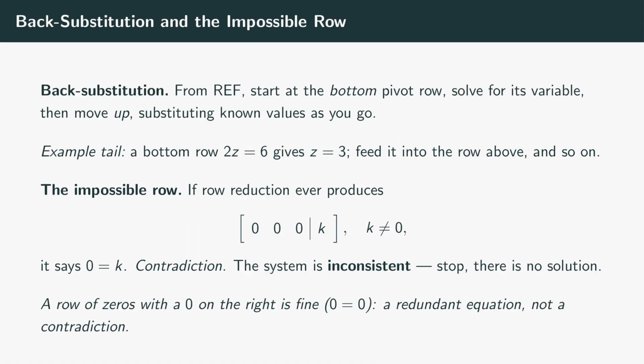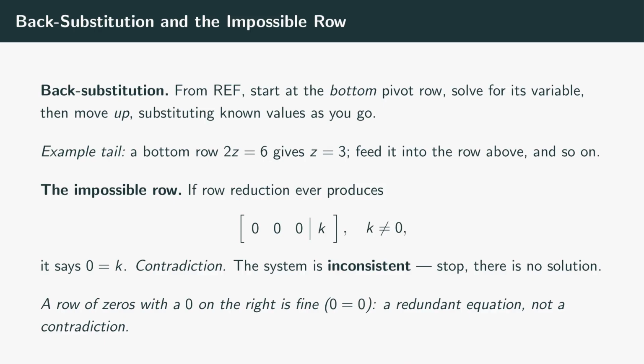Here is how you extract the answer. The method is called back-substitution because you work from the bottom up. Once the matrix is in echelon form, the bottom pivot row involves the fewest unknowns, so start there and solve for its variable. For instance, if the bottom row reads 2z equals 6, then z is 3. Now move up one row and substitute that known value in, which lets you solve for the next variable and continue climbing until every variable is found.